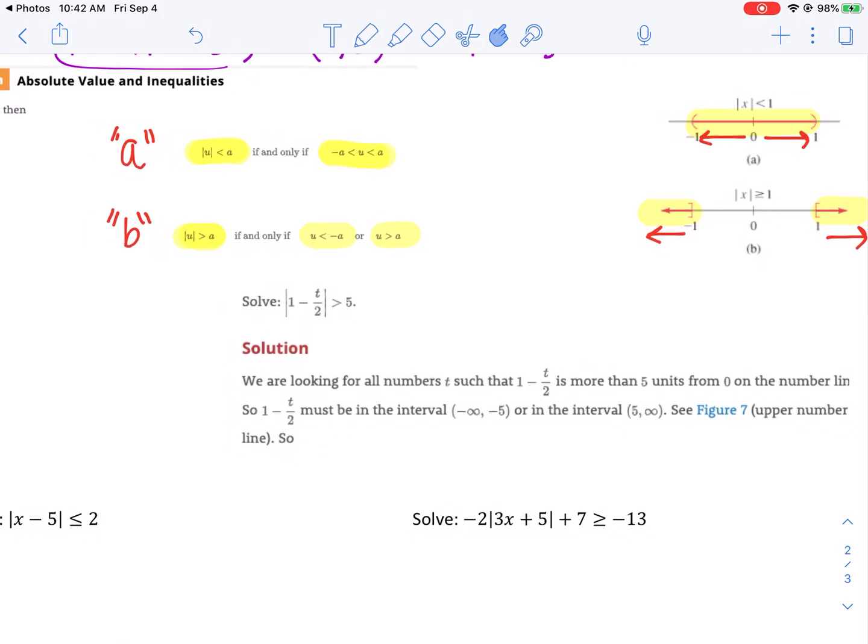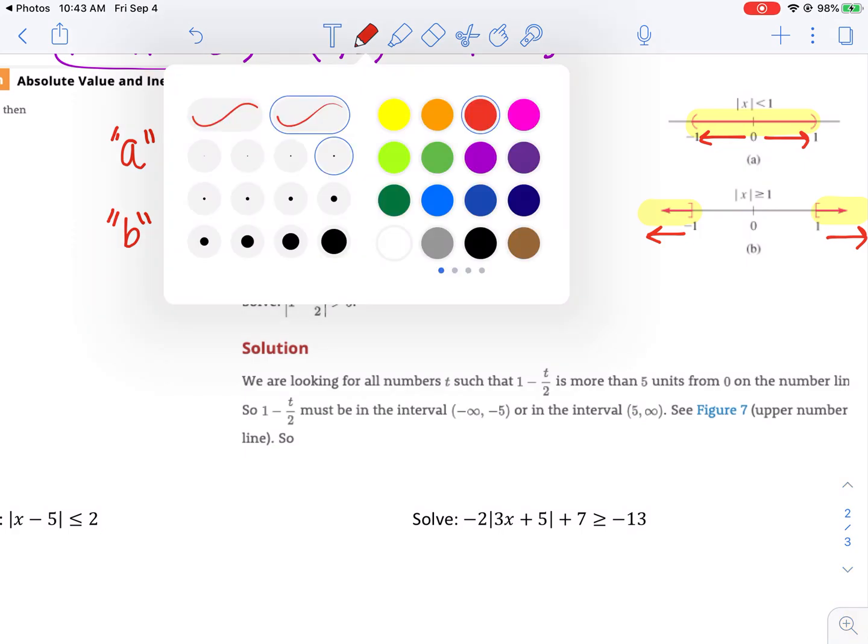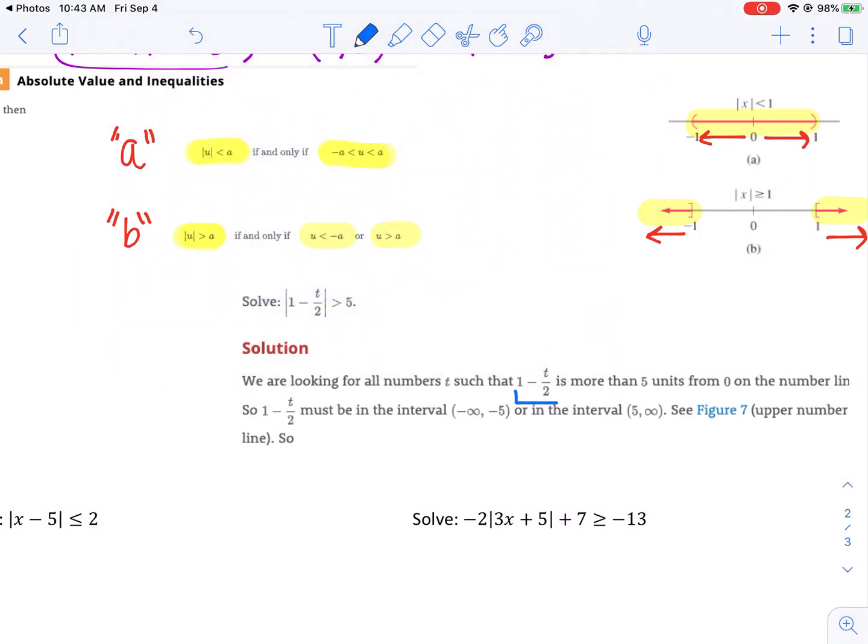It cut out. Sorry guys, this got moved over. What we're going to do is we are looking for all numbers t such that this part, which is inside the absolute value, is more than 5 units away from 0. Therefore, we are looking 5 units away, more than 5 units away. So this would be case B.